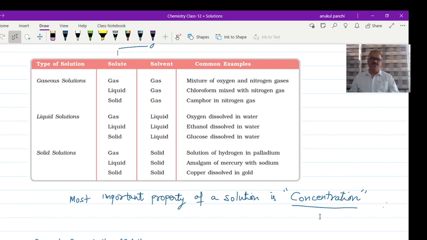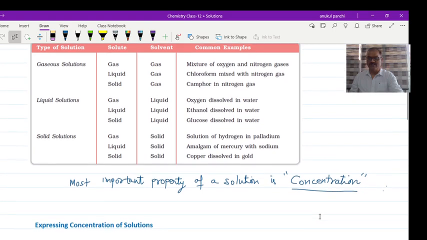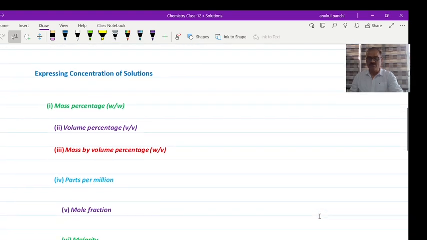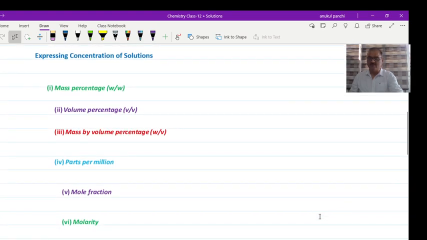Now, how is concentration expressed? If I want all students to have the same concentration of brine, then I will have to specify either mass or volume or some other thing. And there are various methods of specifying, means there are various methods for expressing concentration of a solution. In the first round, we will consider 7 methods and solve their numericals. After that, we will discuss 3 more methods which are important for competition purposes.